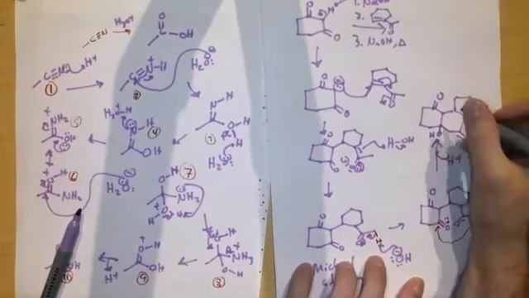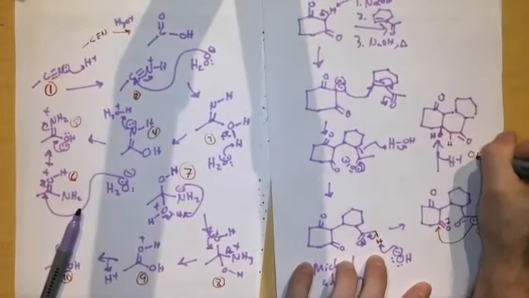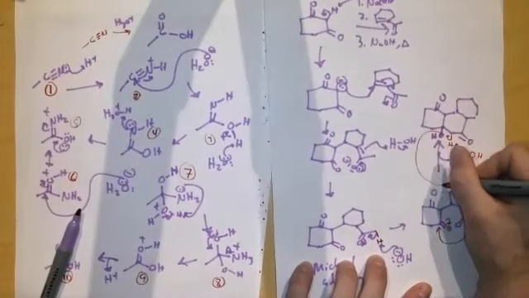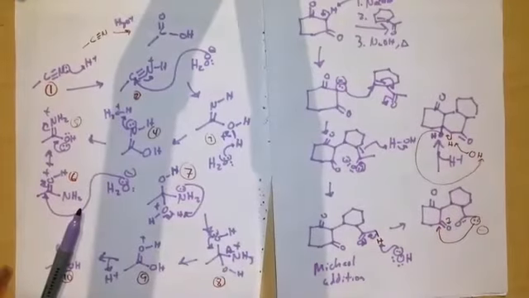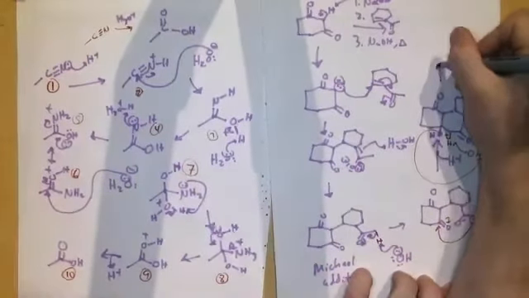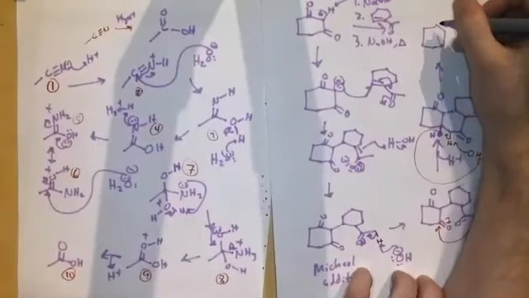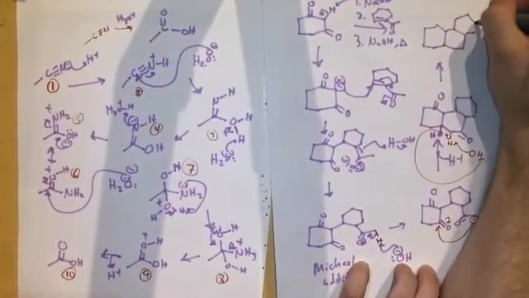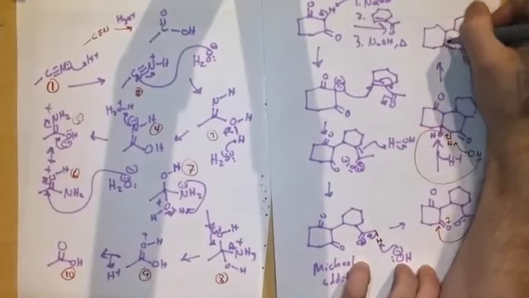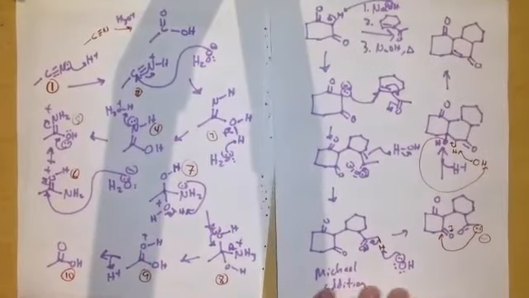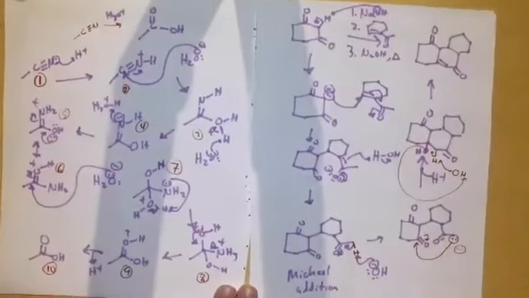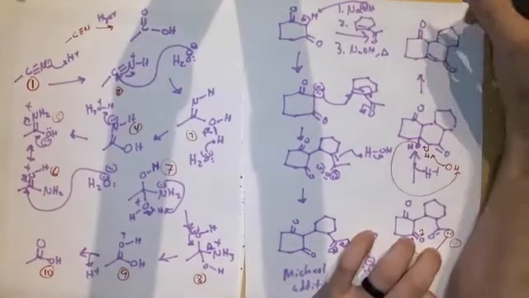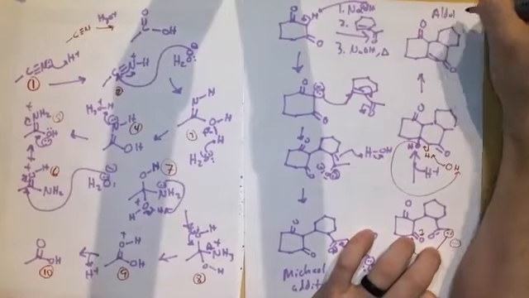And then from here, pulling off an H lets us do the condensation, forming our double bond, to give you your final product from this reaction. So this would be your aldol condensation.